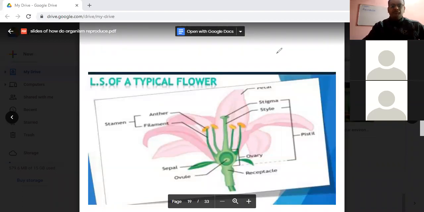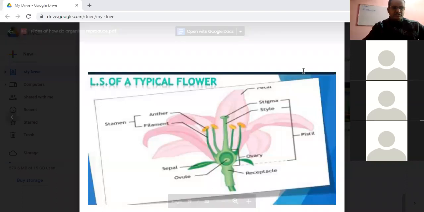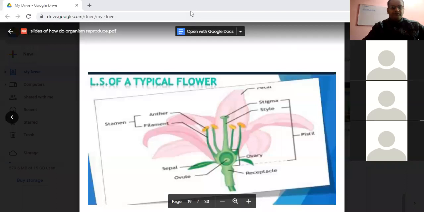Now, any of the students who can briefly discuss this LS of the flower, please raise your hand. I will give you the option to unmute and then you can speak up. Who can briefly discuss the LS of a typical flower, what we have discussed just now? Anyone?